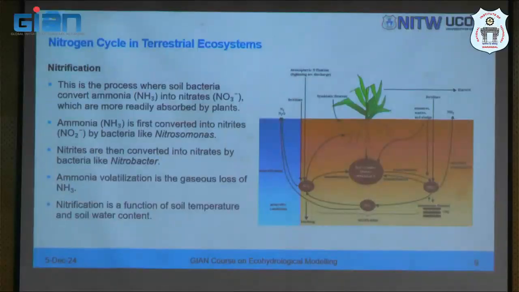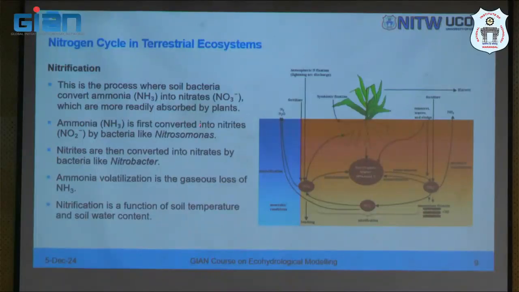So, once the nitrogen gets fixed, different chemical reactions take place to form nitrification. Nitrification is basically converting this ammonia to nitrates. Plants can absorb ammonia, but compared to ammonia, they are able to absorb nitrates on a much faster scale. So, it is the process where soil bacteria convert ammonia into nitrates, which are more readily absorbed by the plants. So it happens in two ways.